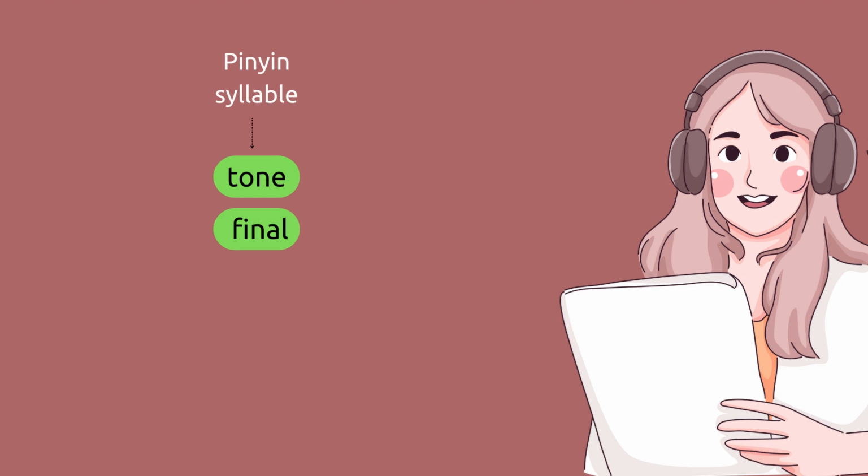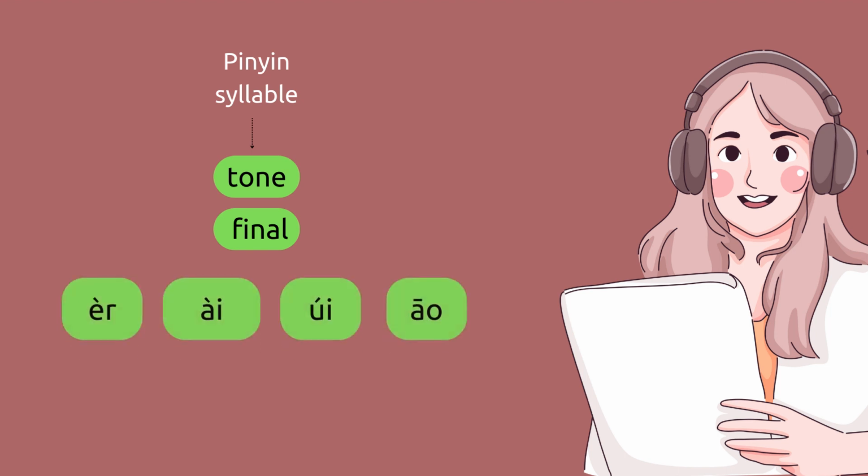With this kind of pinyin syllable, there's no initial. There's only a final and a tone. Here are some examples: er, yi, wei, ao.